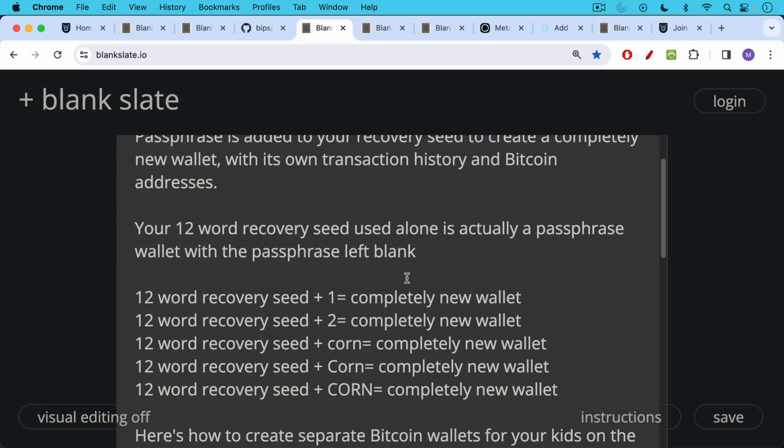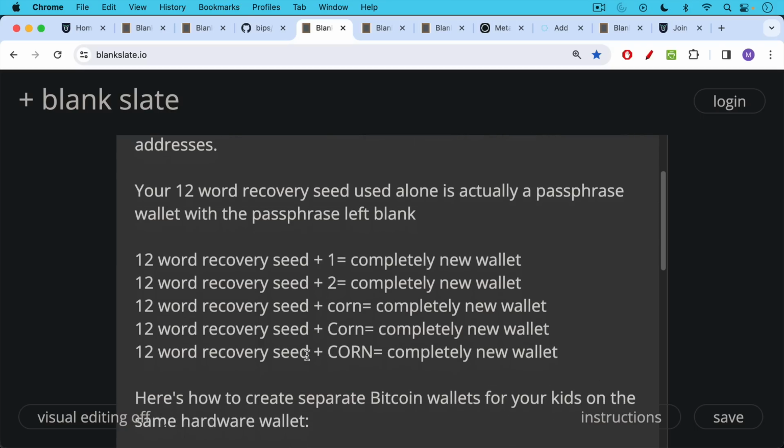So if you have your 12-word recovery seed and you add the number 1 to it, that creates a completely new wallet. If you add the number 2 to it, it creates a completely new wallet. If you add a word like corn, that's a completely new wallet. Corn all lowercase, corn with a capital letter at the beginning of the word, or corn all capital letters. These are all completely different Bitcoin wallets, each with their own transaction histories.